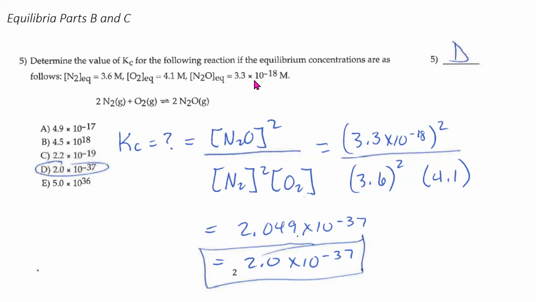Now we just got to plug in our numbers. So the N2O, I'm just plugging that in there. The nitrogen concentration is 3.6. The oxygen concentration is 4.1. So I put this in my calculator, and I have to be careful, make sure I square it here and divide, and when we divide it by the 3.6, it's 3.6 squared. Also make sure you have enough parentheses in here so that you're following the order of operations. But if you put this in your calculator correctly, you should be getting 2.0 times 10 to the negative 37. So that's how we're getting D for question 5.